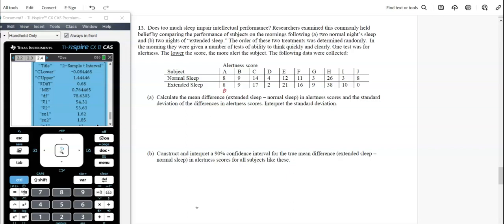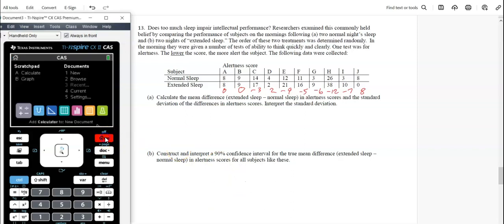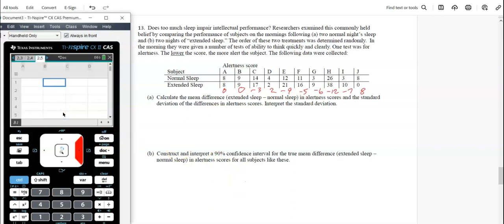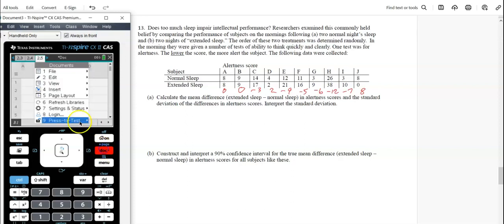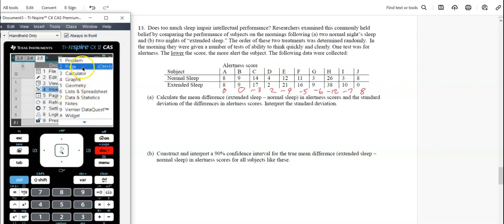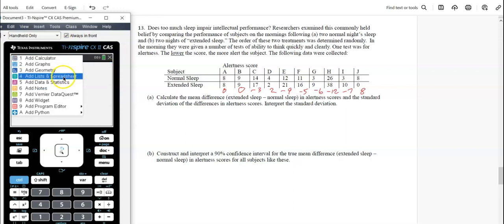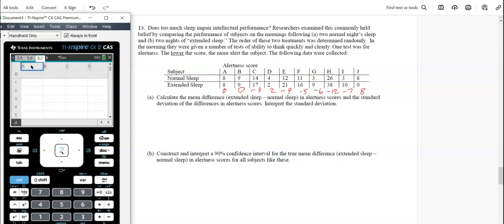So the differences in that one are 0, 0, 14 minus 17 is -3, +2, -9, -5, -6, -12, I believe, -7, and 8. Okay, so I would consider just typing those data into your calculator. I'm going to go to Doc, Insert, Page, Problem. So now when I put in a list and spreadsheet, I can call this one diff and not have to worry about it already being there.